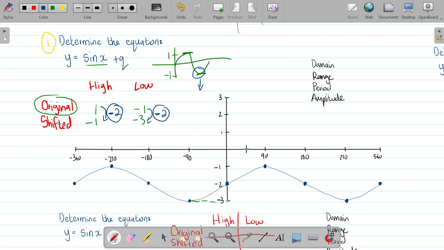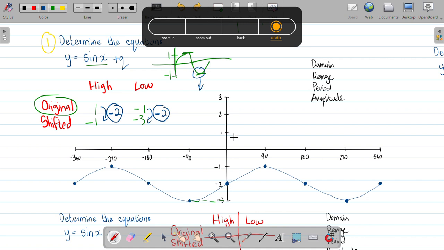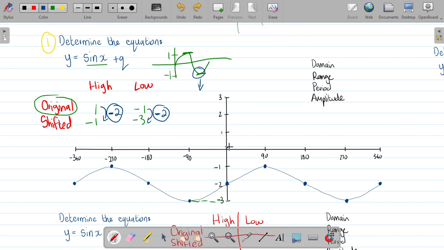And you will actually be able to see that the more you do it, the original sine graph would have looked something like this, okay, and you can see that it's actually moved down. It's moved down 2 spots.